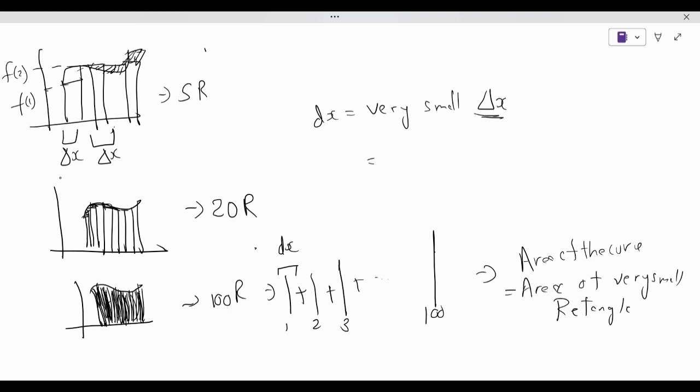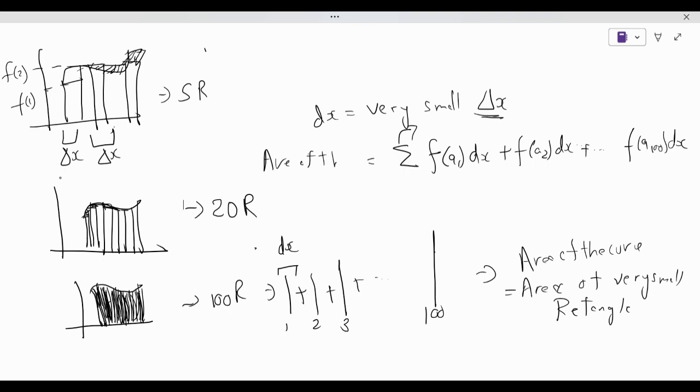Similarly, if we add, this is called summation. I'll first write it like this: f of a1 dx plus f of a2 dx till the 100th matchstick, f of a100 dx will be equal to the area of the curve.